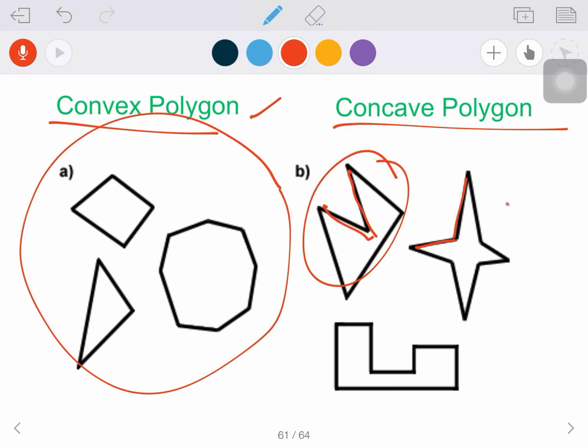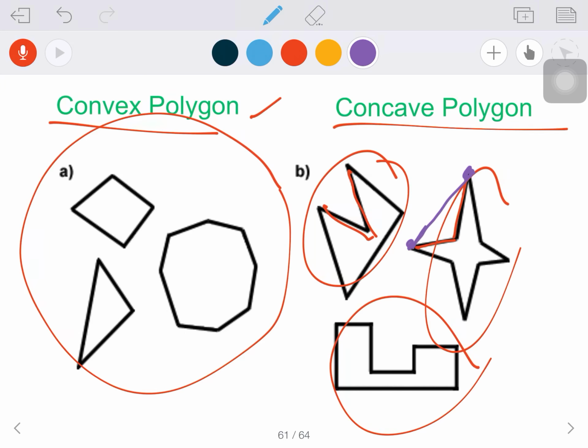But in this example, you can see right away that we have polygons where some of the sides are pointing inwards, or their diagonals. Some diagonals are outside the polygon. So for example, this one, to connect it here, the diagonal of this polygon is outside the polygon. Okay, so in this example, the diagonal could be here, which is outside. Whereas here, all diagonals are inside the polygon.